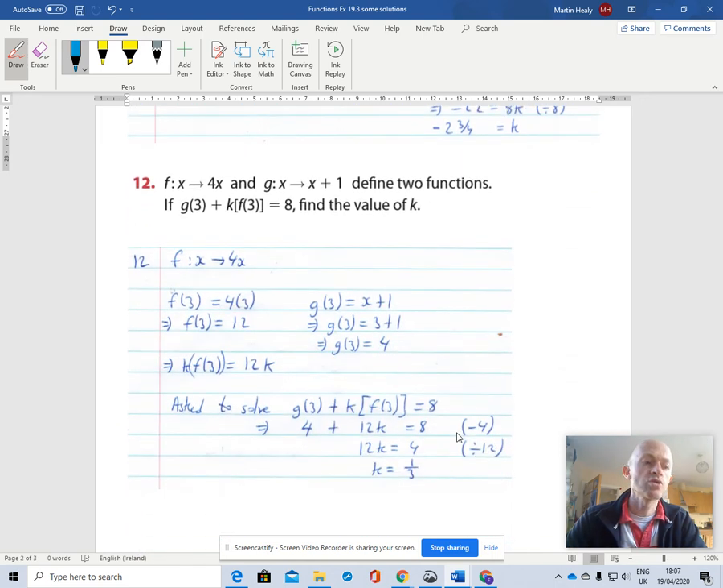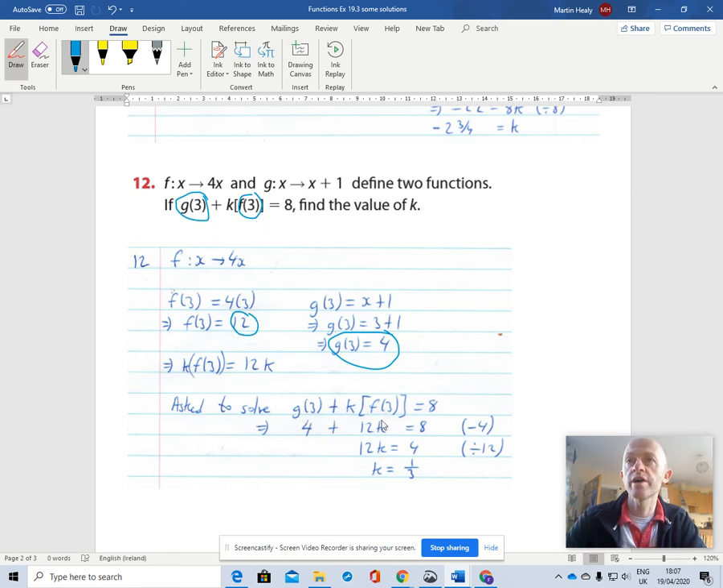Then question 12, got 1 minute to go here. Again, same stuff. You take out the bits you can do. You can work out g of 3. It turns out to be 4. You can work out f of 3. That turns out to be 12. And then I fill those into this equation here. So we're asked to solve that.